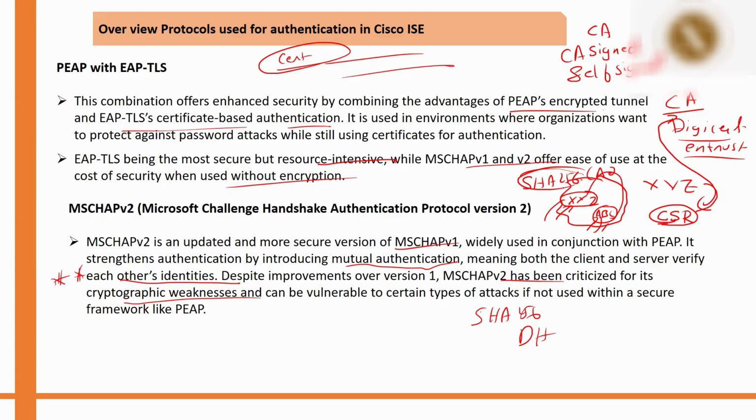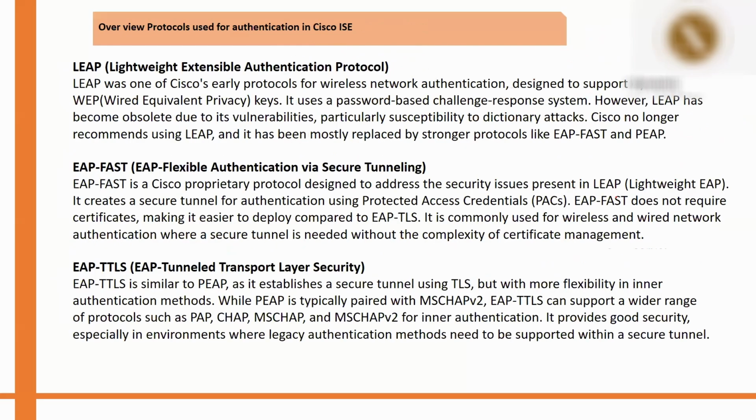Both applications need to support the same crypto algorithms, so that is also negotiated. But MSCHAP V2 has very weak cryptographic algorithms. So that's why we mostly use PEAP.